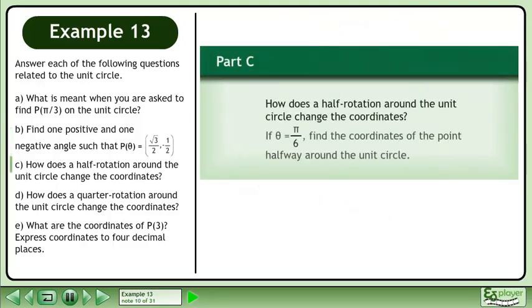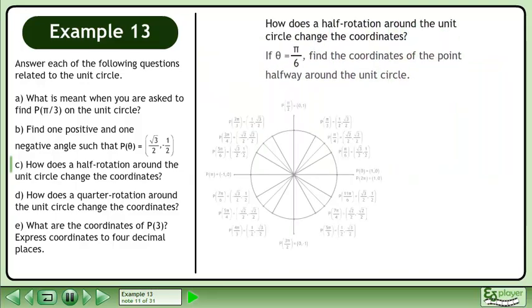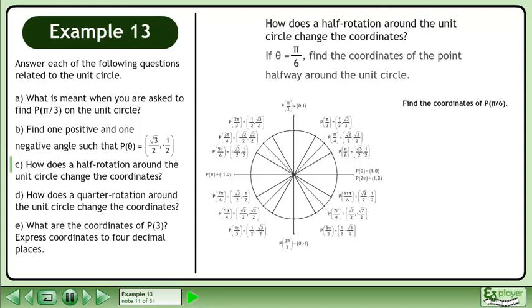Now we'll move on to Part C. How does a half rotation around the unit circle change the coordinates? If theta equals pi over 6, find the coordinates of the point halfway around the unit circle. Find the coordinates at pi over 6. They are found on the unit circle.